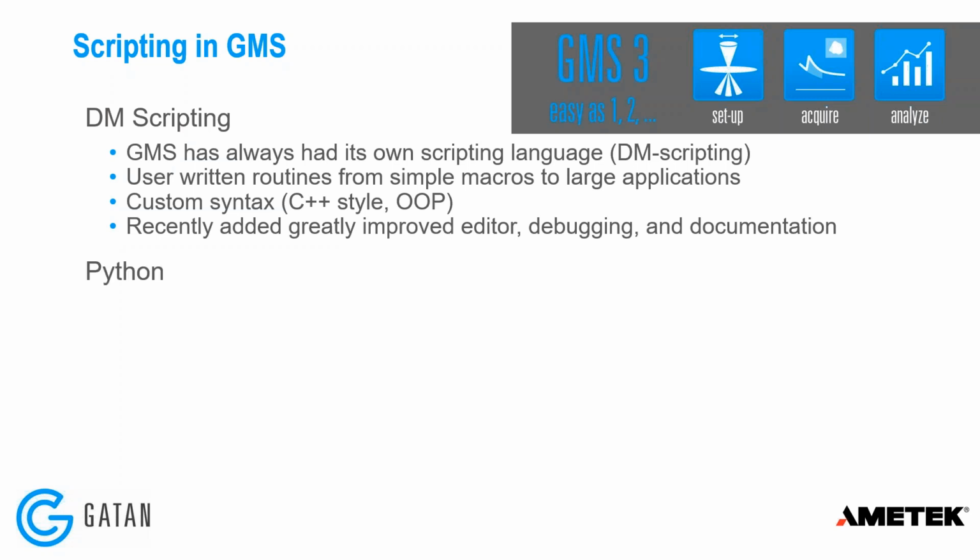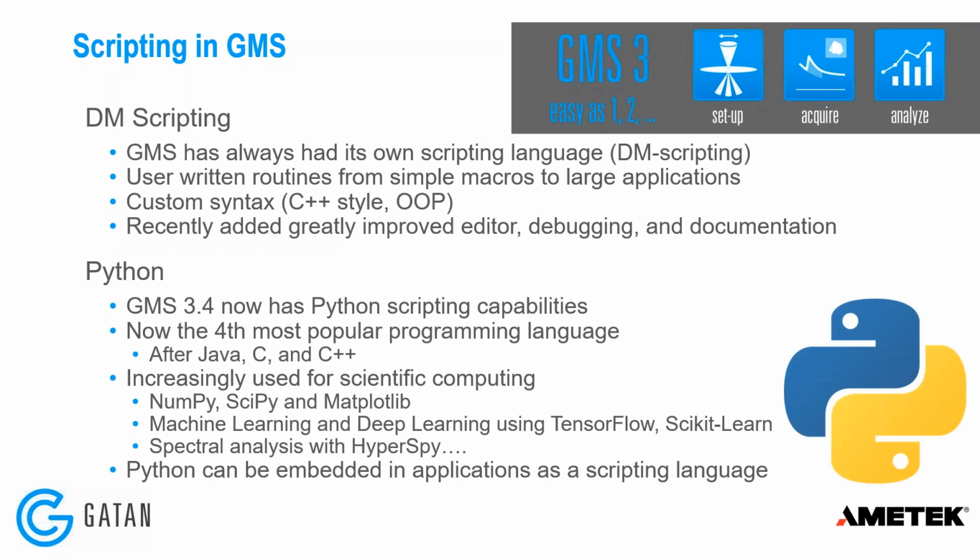But of course, now, and the primary subject of this talk, is how we're now adding Python to GMS as well. And so GMS 3.4 and higher now have Python scripting capabilities. Python is one of the most popular scripting languages, along with Java and C and C++. And increasingly, Python is being used for scientific computing, exactly the sorts of things that you might want to do for microscopy data.